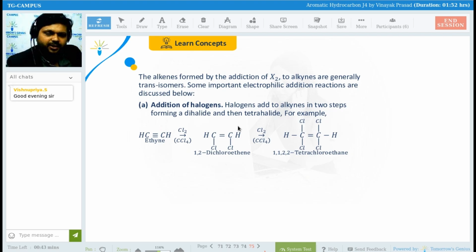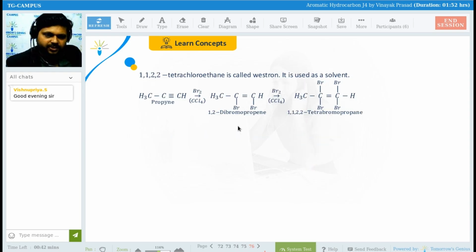Now, addition of halogen. The triple bond will break down into a double bond, so we'll be getting Cl on each carbon, and again it will break down. This double bond will not be there, a single bond will be there, right? So we'll be getting tetrachloroethane. Clear? This is the addition of a halogen.